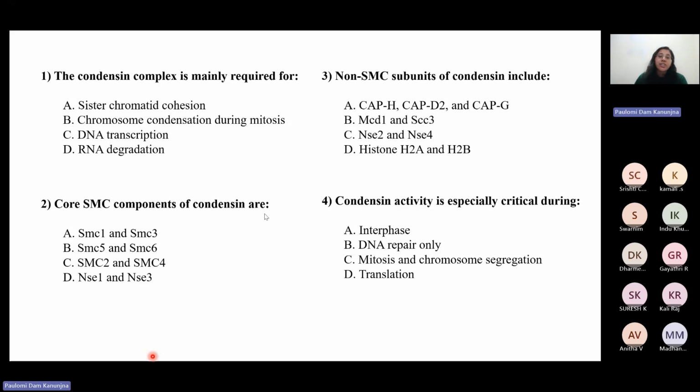The first question is what is it required for? Second, what is the core component, SMC and non-SMC? The same kind of question. And then what is the activity mostly important for? You can see that, like I said, it's a pattern. If you remember for one, you remember it for the other as well.